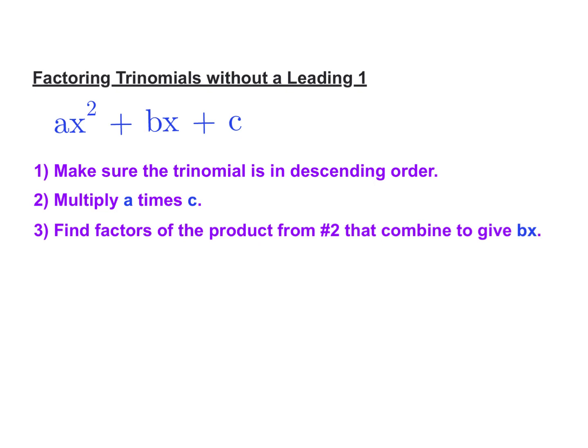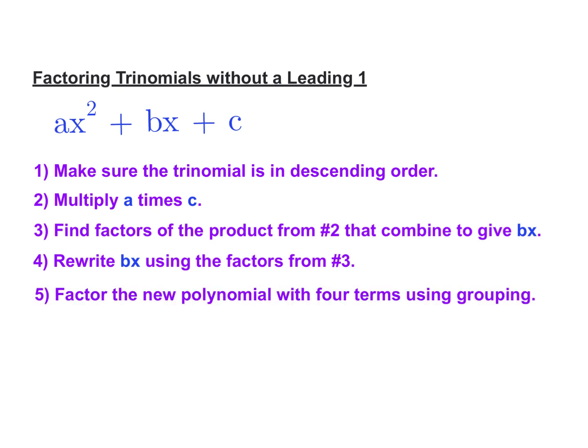And then of course, in our case, what we're going to do is rewrite BX. This is if we're going to use grouping. So I'm going to take this term and I'm going to split it up. I'm going to turn it into 2 factors. I'm going to rewrite BX using the factors that I found here. And so I'm going to take my trinomial and make it a polynomial with 4 terms. And then I'm going to factor by grouping. Okay? That's the first way I'm going to show you.